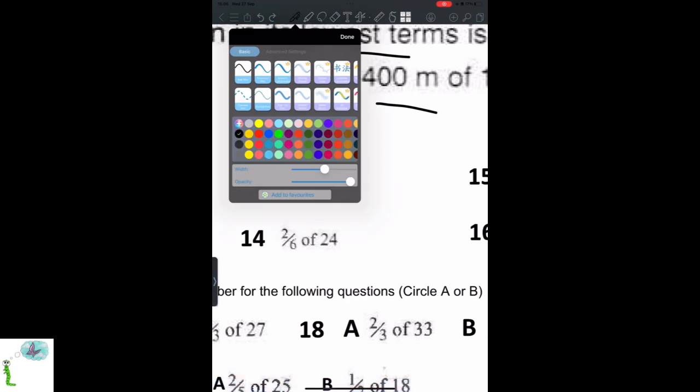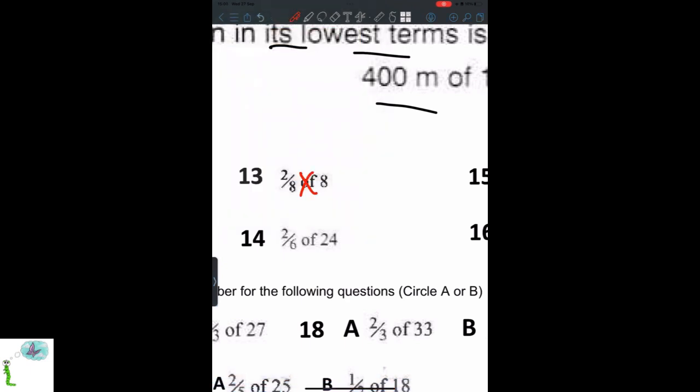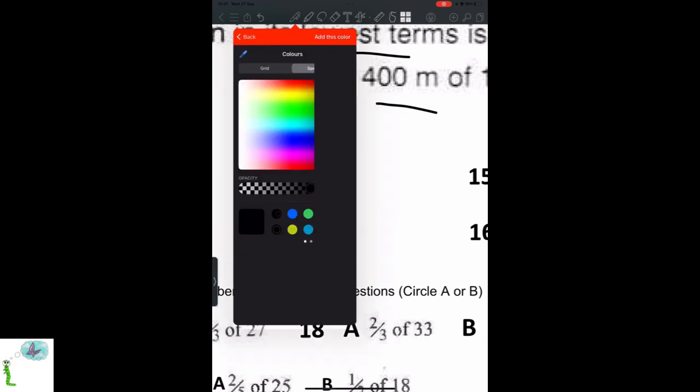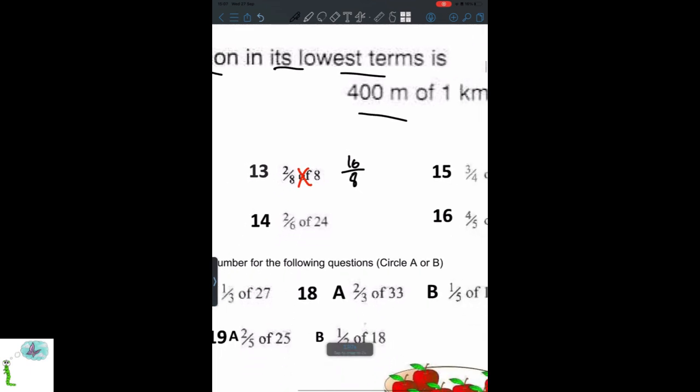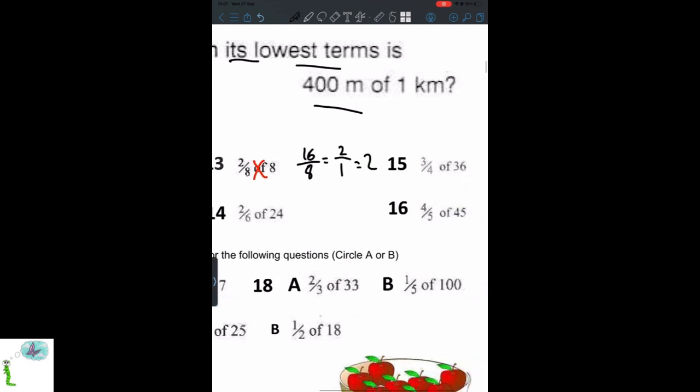Okay, question 13. Change it to a times because it's a fraction that has an of symbol, so you change it to a times. Bosh. 2 over 8 times 8 over 1. 16 over 8. Simplify that. What number goes into all of these? 8 goes into the top one, 2 and 1, so it just equals 2.